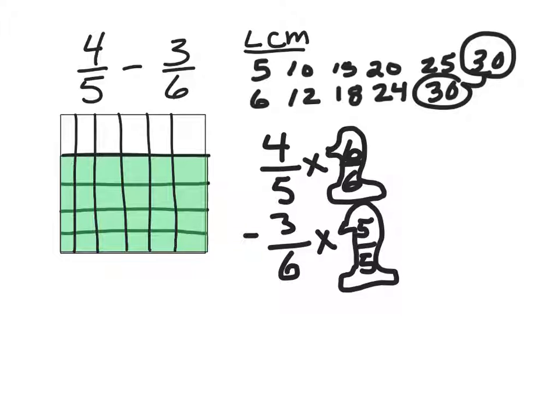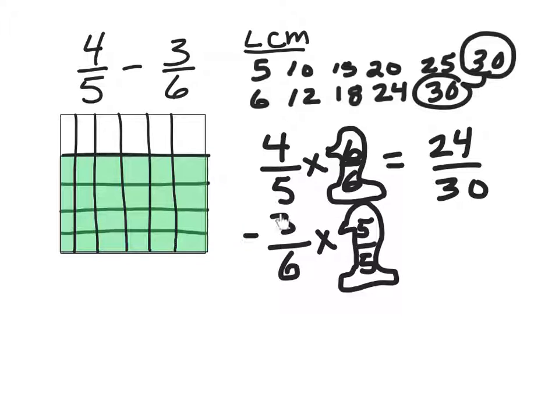4 times 6 is going to give me 24, and then 5 times 6 is going to give me 30. And just as a side note, if you notice, I got 24 30ths, and here I've got 1, 2, 3, 4, 5, 6, then 12, then 18, then 24. So I have 24 30ths, right? And that agrees with this, and that's pretty cool, right?